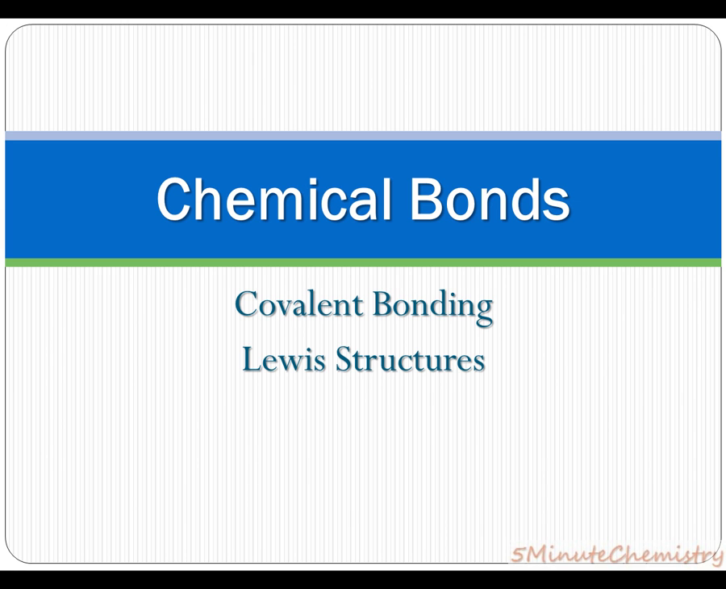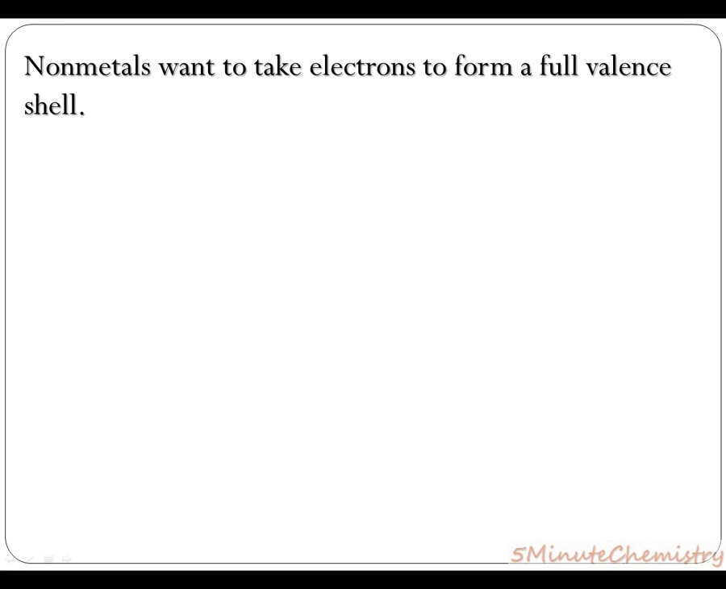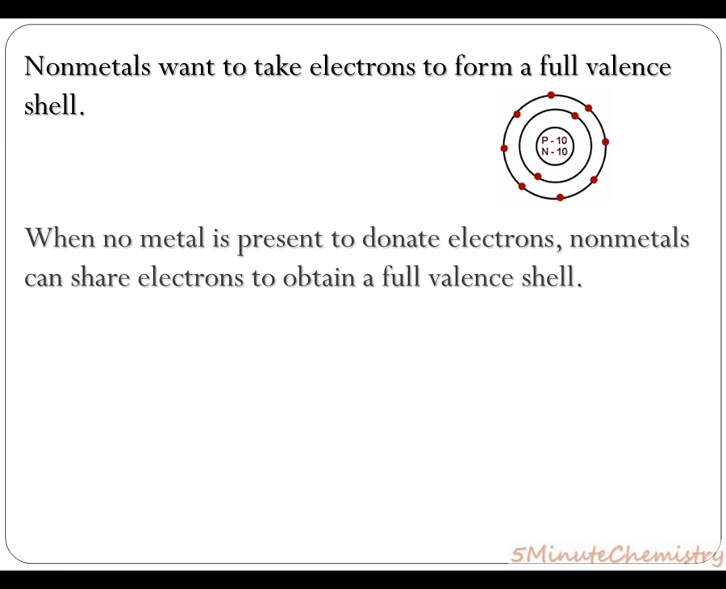So now we are going to continue our chemical bonds discussion. This time we're going to look at covalent bonding and writing Lewis structures to show us where those bonds occur. Nonmetals desire to take electrons to form full valence shells. They're going to be more electrically stable if they have the same valence shell as a noble gas. So again, this is the ideal, having a filled shell.